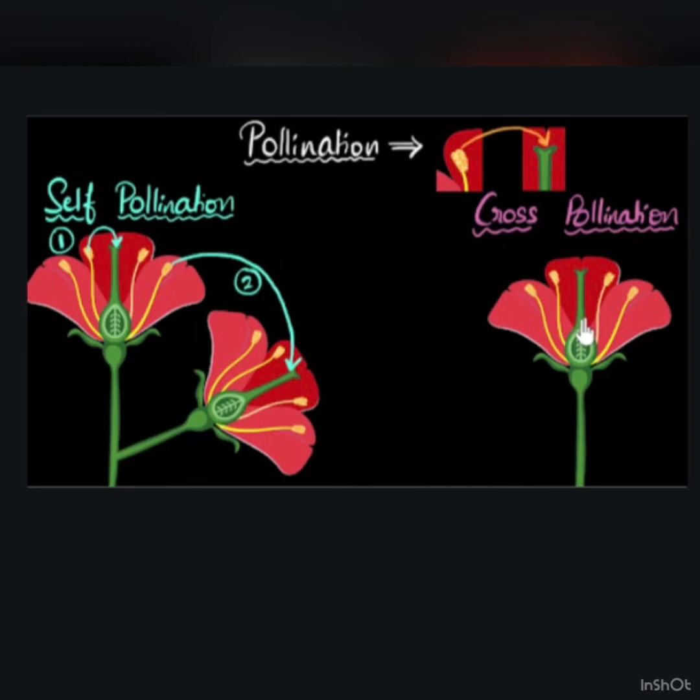Pollination is of two types, self pollination and cross pollination. Self pollination is the transfer of pollen grains from the anther to the stigma of the same flower or between the flowers of the same plant. And cross pollination is the transfer of pollen grains between the flowers on different plants of the same species.